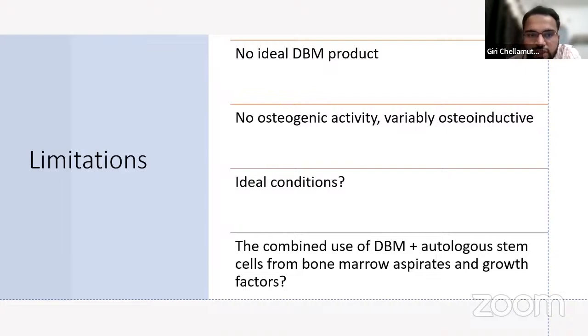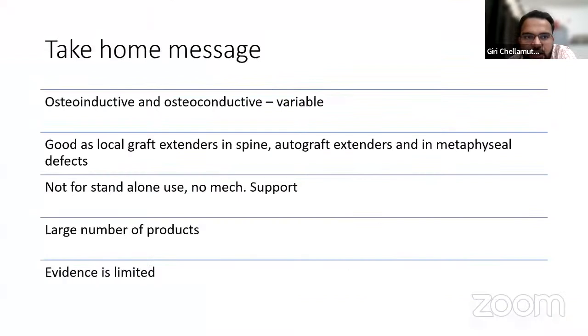And this can be the future of bone graft substitutes, as combining them with the bone marrow aspirate provides us the osteogenic potential as well. So the take-home message will be osteoinductive and osteoconductive potentials are available for the demineralized bone graft, but they are variable. They are good as local graft extenders in spine surgery and can be mixed with allograft, and in metaphyseal defects, they can be used standalone also. However, for long bone defects, they cannot be used as standalone as they don't provide mechanical support. There are a large number of products, but the evidence is very limited.